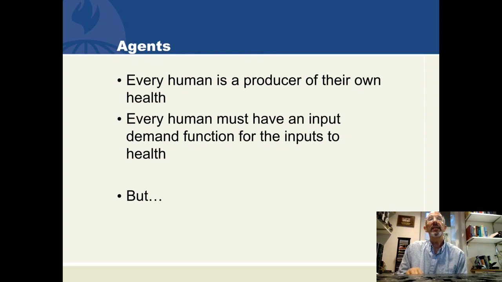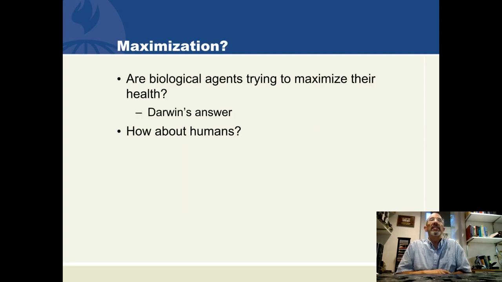So we're getting to the idea that every human being is a producer of their own health. And because of this, every human being must have an input-demand function for the inputs to health. They're going to have an F function as well as an input-demand function, F inverse. If they know how healthy they want to be, they will know how many donuts to eat and how many doctor visits to schedule for the year. So, question. Is there maximization?